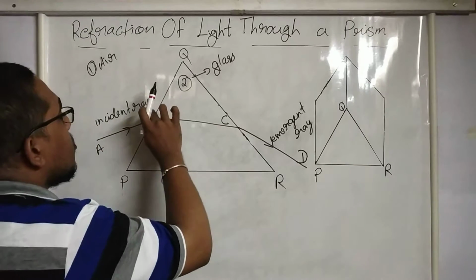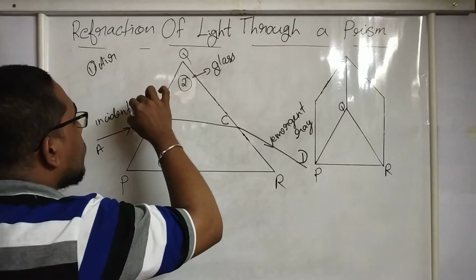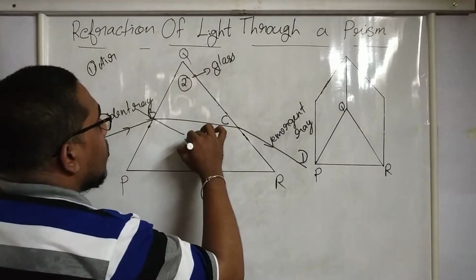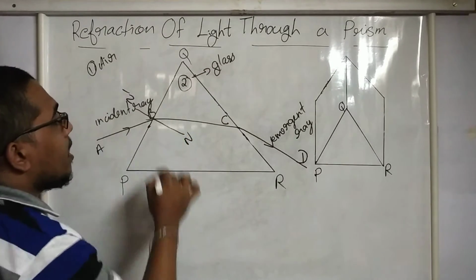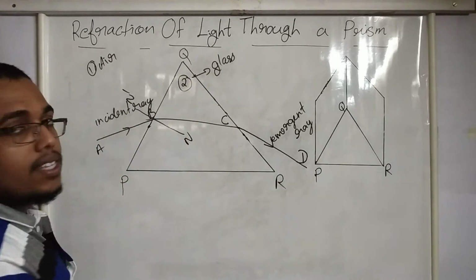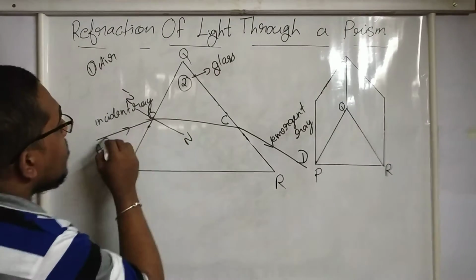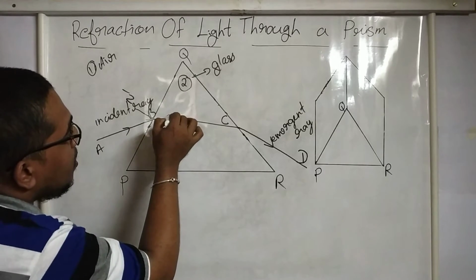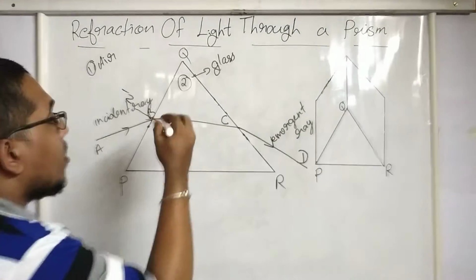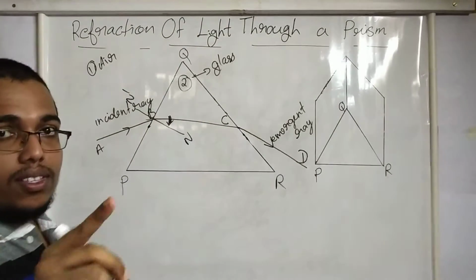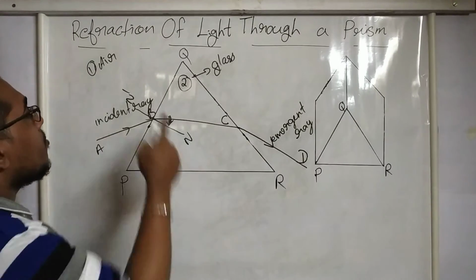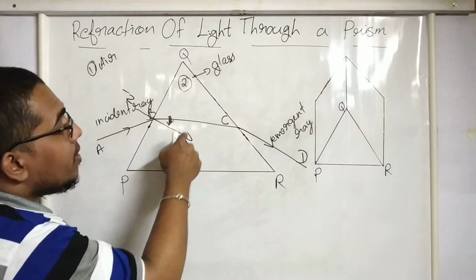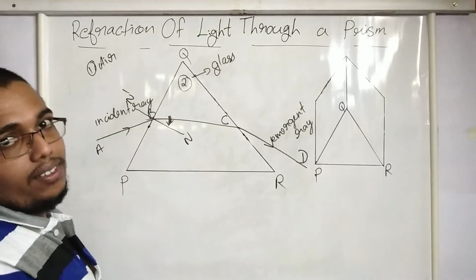Clear? Suppose you draw a normal here, N dash, to the refracting surface PQ. In this case, the refracted ray is towards the normal. Why? Because when light enters from a rarer medium to a denser medium, the refracted ray is always towards the normal.